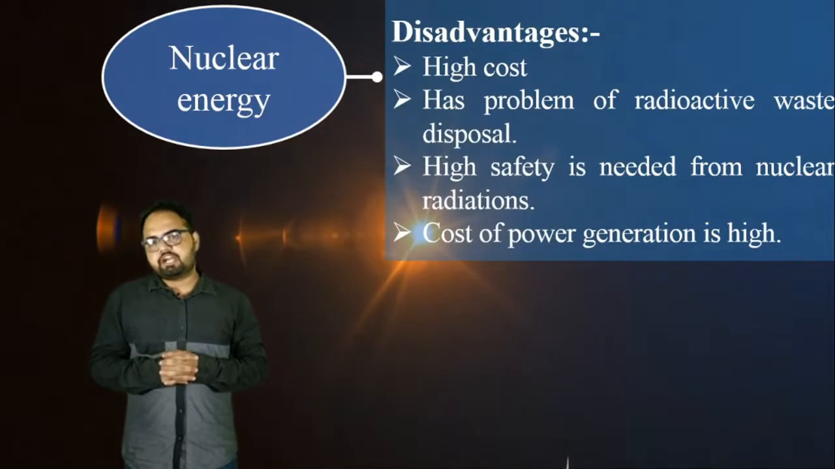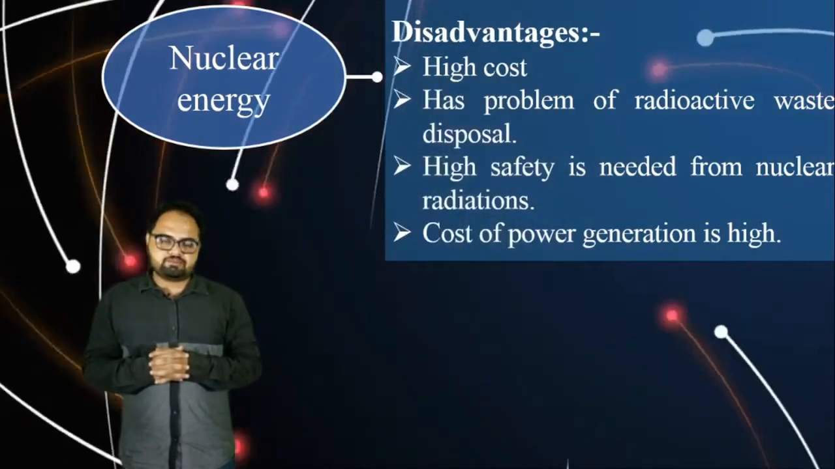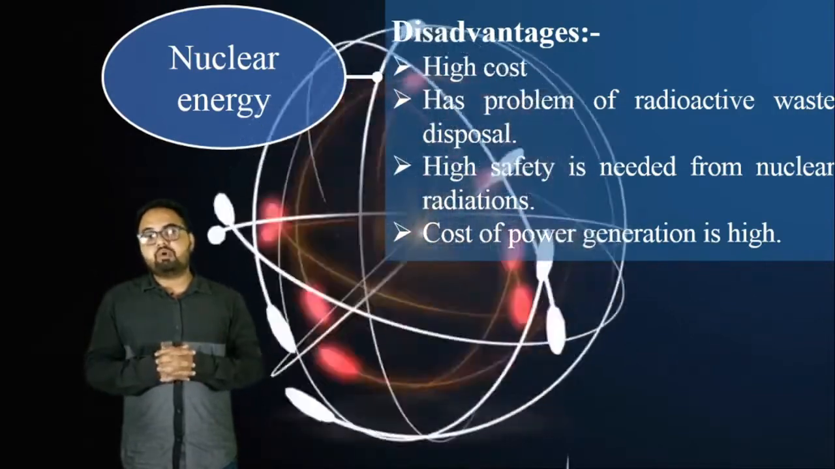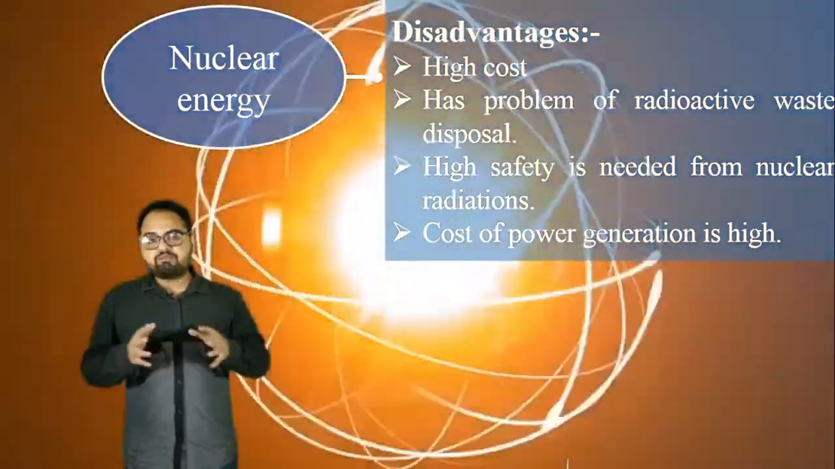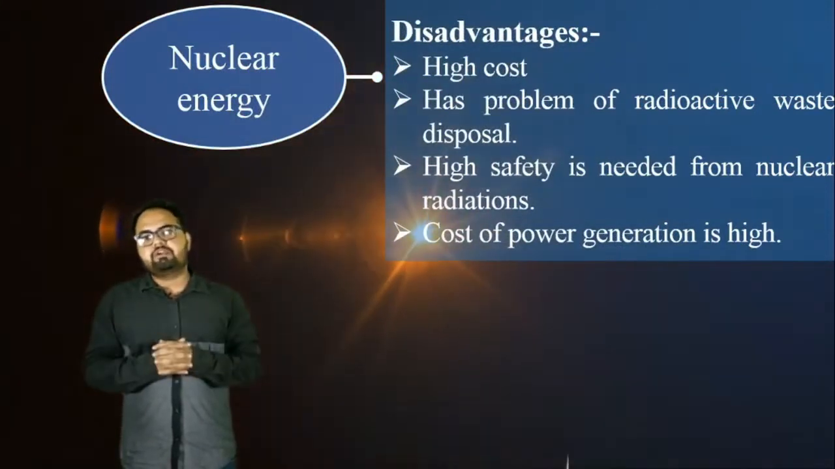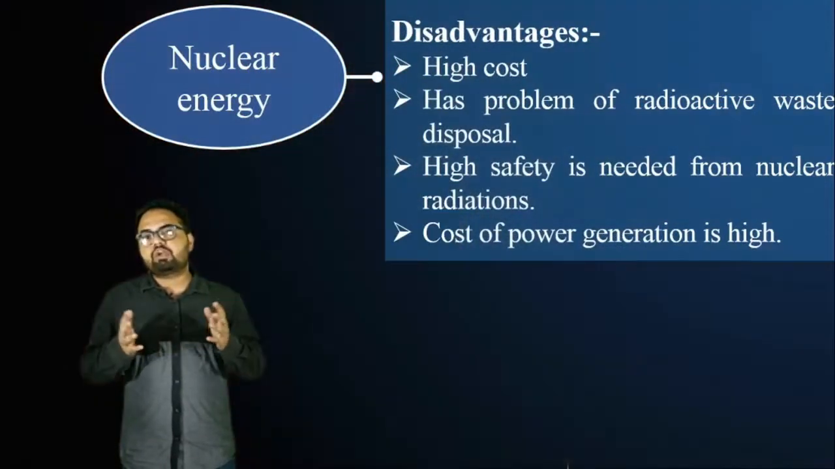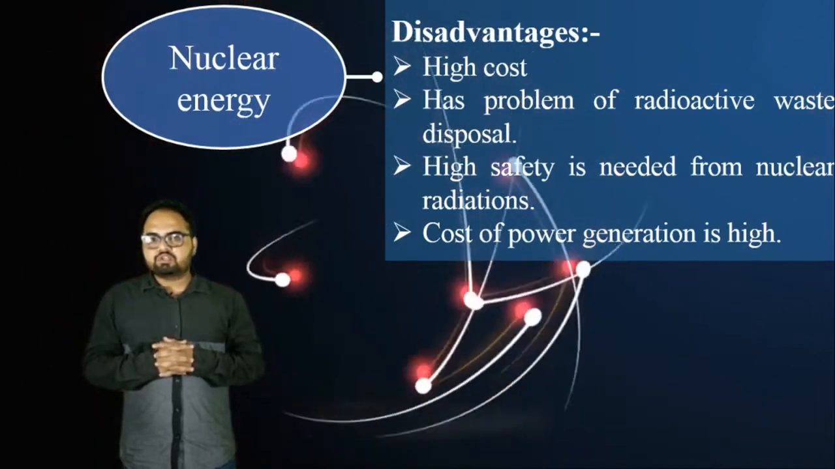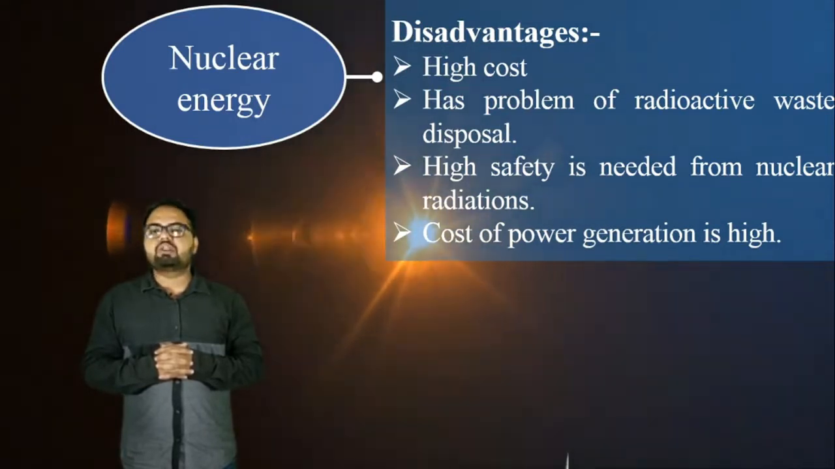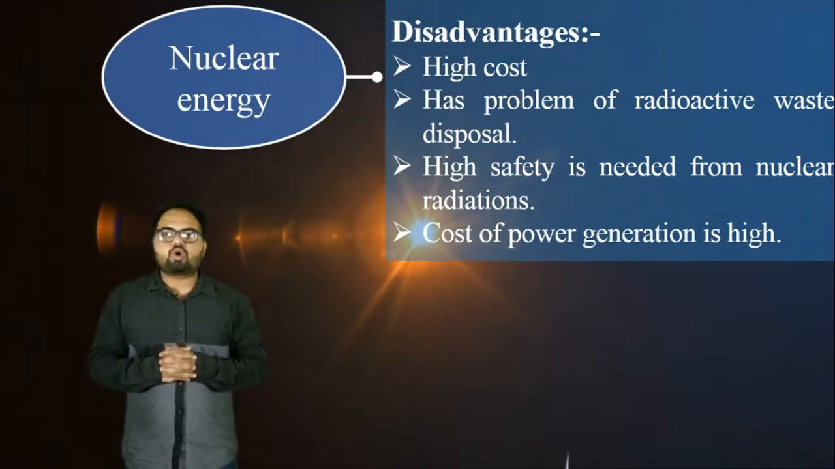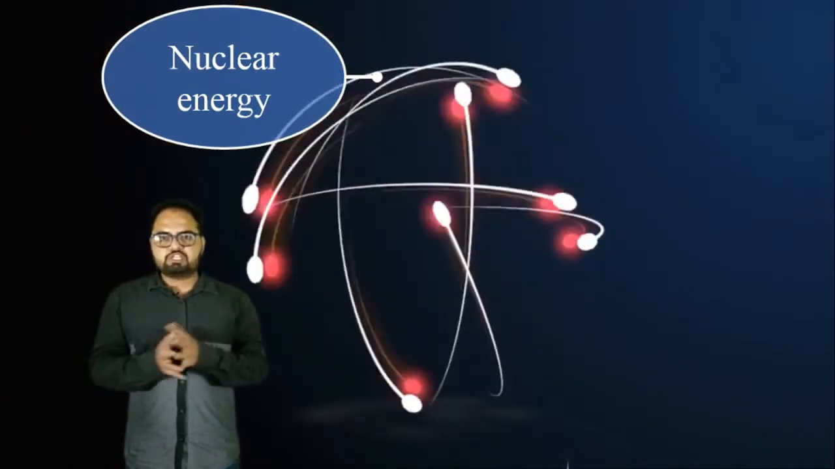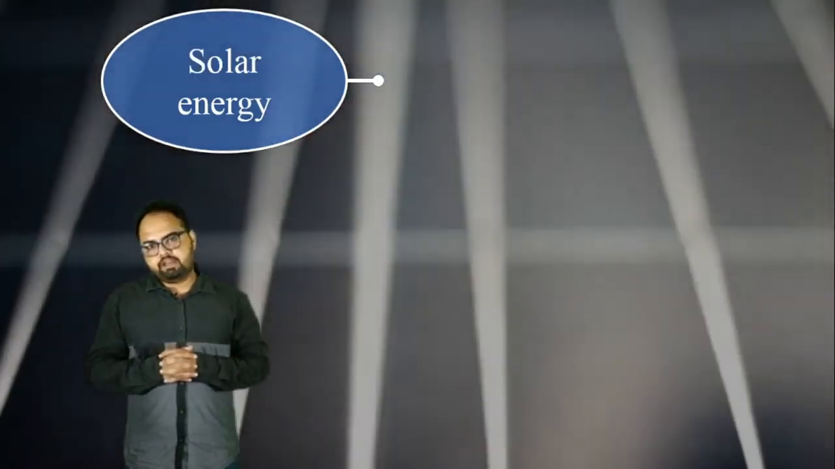The next are the disadvantages. We know that uranium is very costly, so it is a high cost. It has a problem of radioactive waste disposal. When we use uranium, the waste generated is radioactive, so we are not able to throw it anywhere on the earth. That is a big problem. High safety is needed from nuclear radiation, and the cost of power generation is very high. So this is all about nuclear energy.